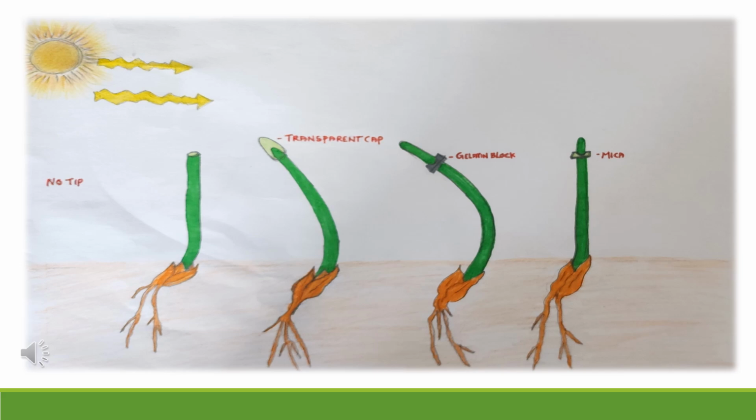Next, he used a tiny piece of mica instead of gelatin and observed that the plants did not bend towards the light this time. This indicated that the signal couldn't get through the mica.